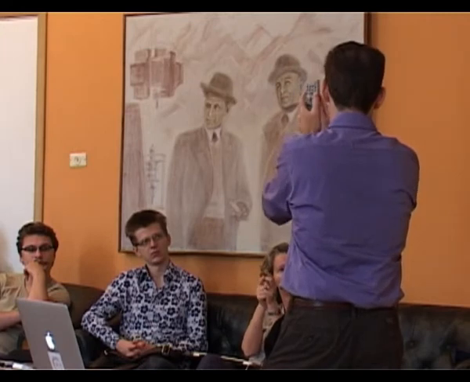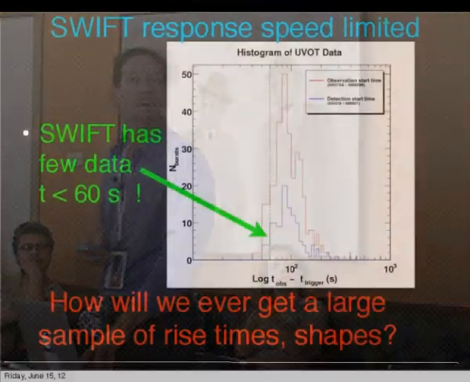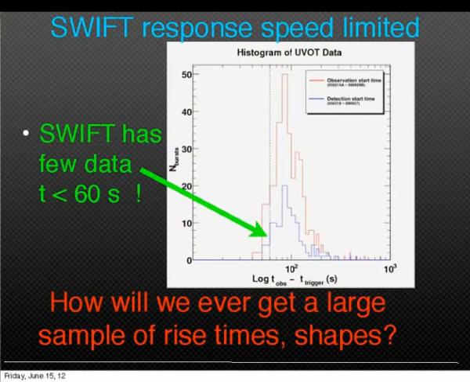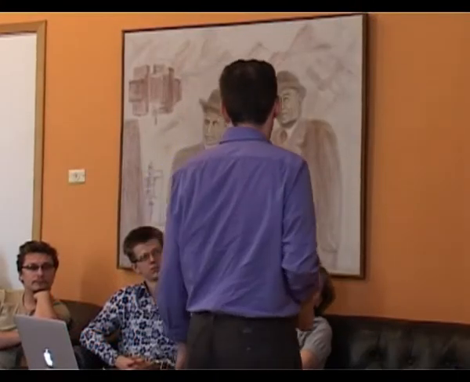The speed of Swift, yeah. 100 seconds, what? I mean, how many degrees can you move per hour? Oh, okay, so, I mean, again, I don't really know the answer to that. All I know is from the time that the gamma ray burst triggers to the time that you detect something, it typically takes 100 seconds and is almost never faster than 60 seconds. But everything interesting is faster than 60 seconds.